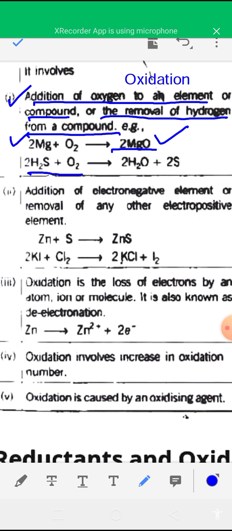Similarly, when hydrogen sulfide reacts with oxygen, it gives H2O plus sulfur. It is also an oxidation reaction.